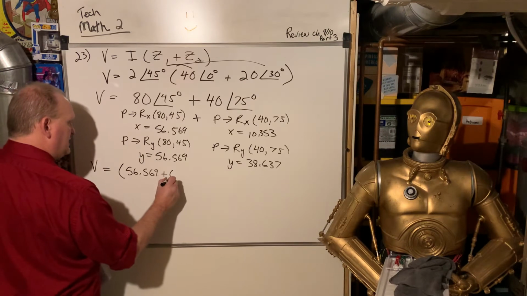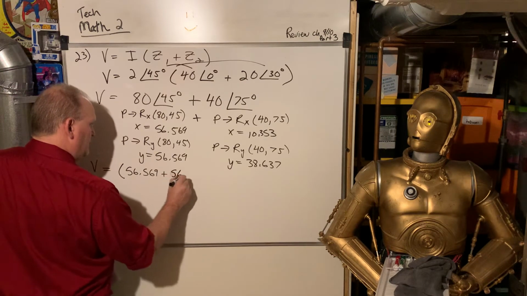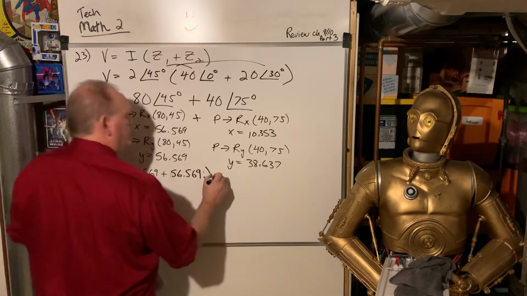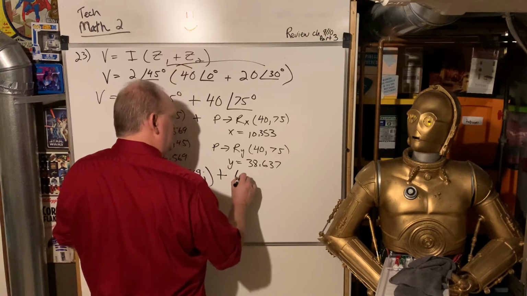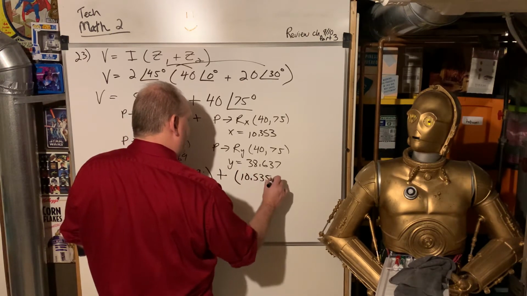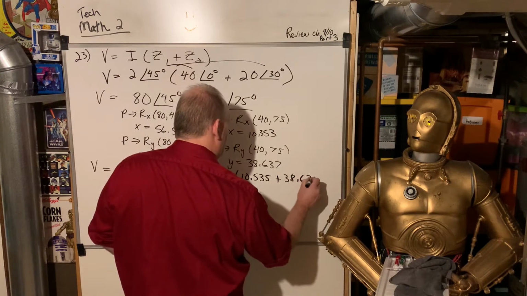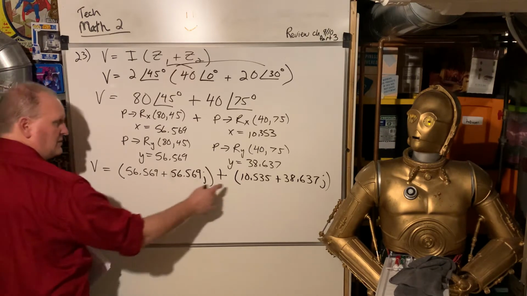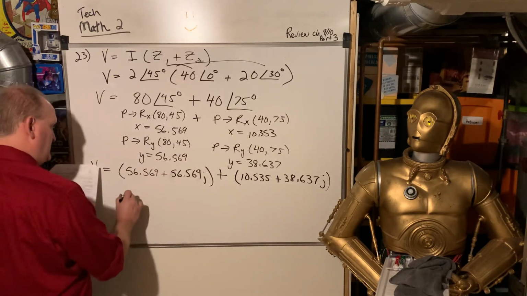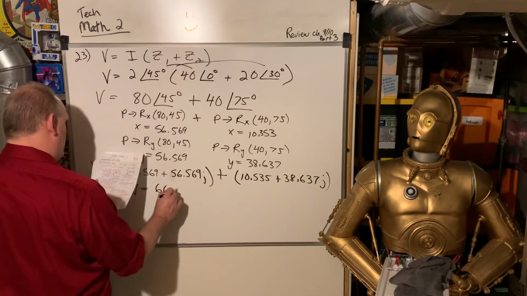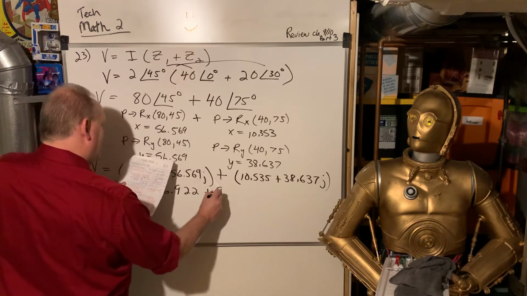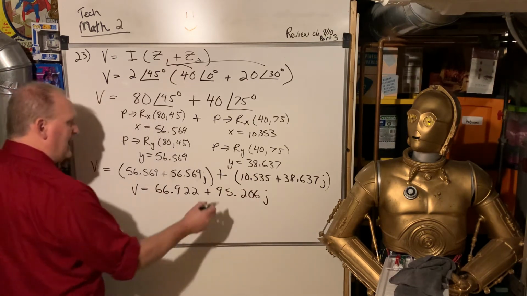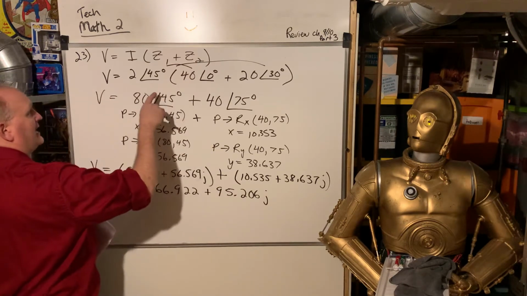So now we can set it up as parenthesis 56.569 plus 56.569j plus 10.353 plus 38.637j. And so we add those together, the like terms. And so we end up with this. V is equal to 66.922 plus 95.206j. And now we're still not done because they want it back in polar form.